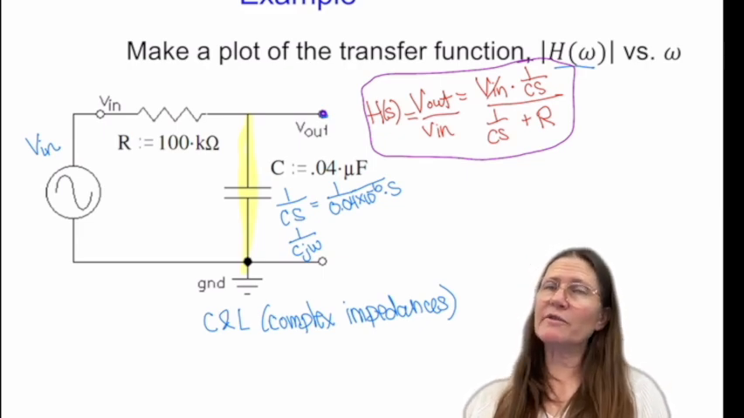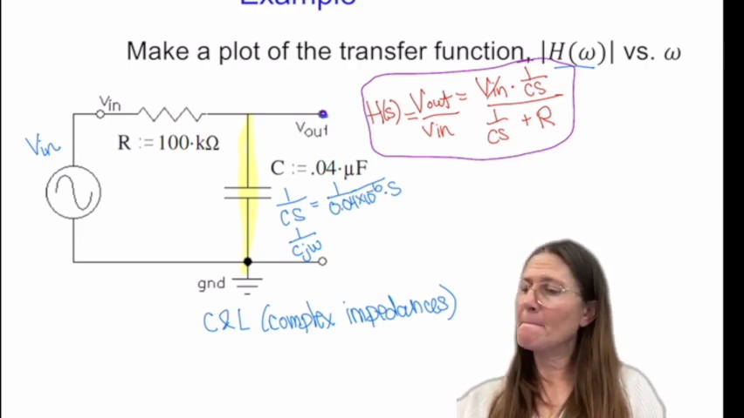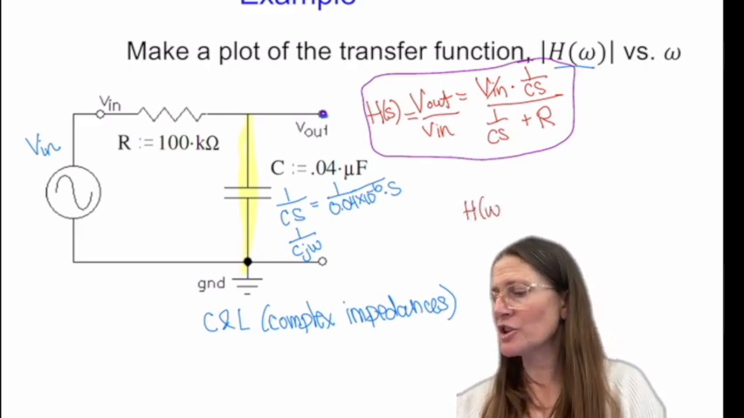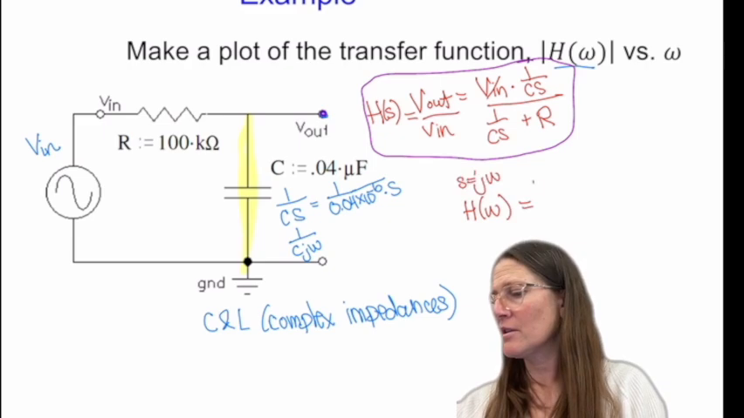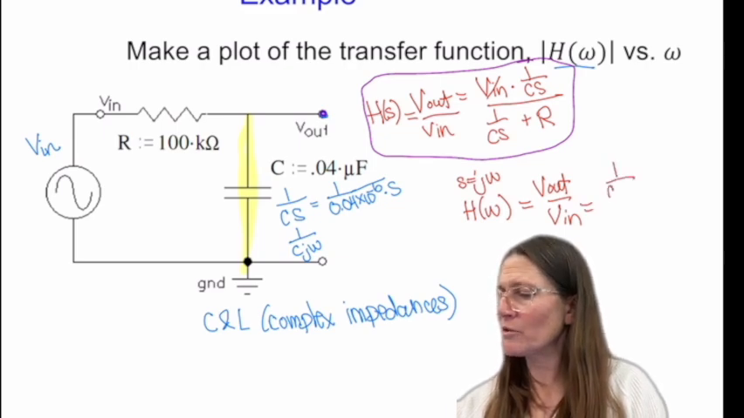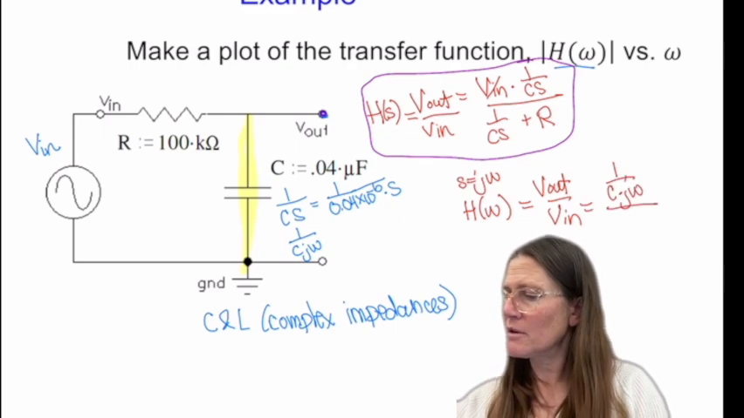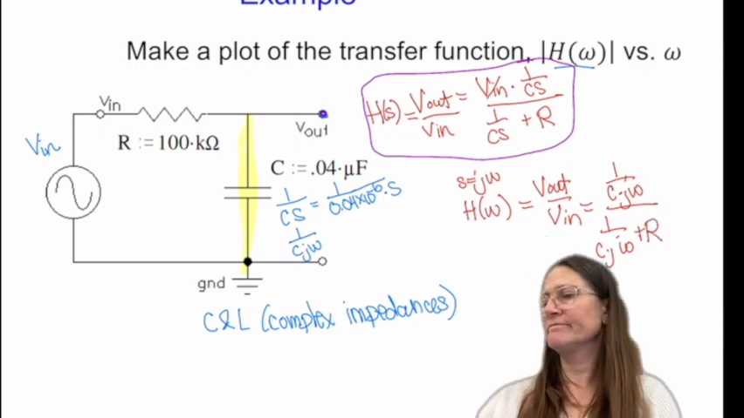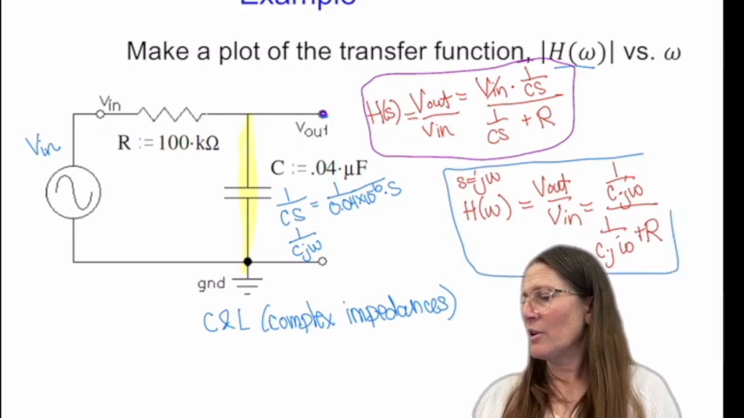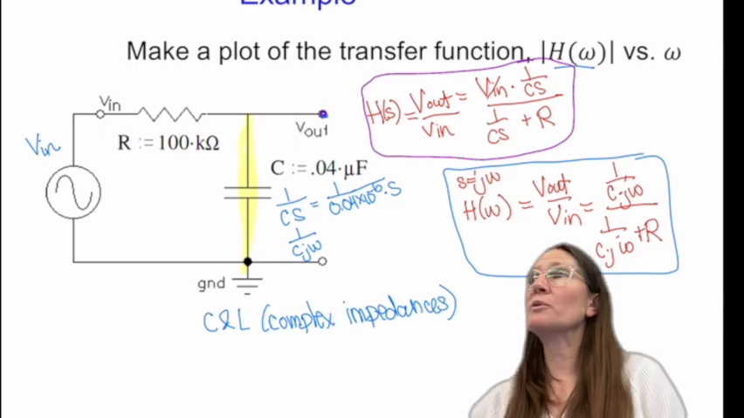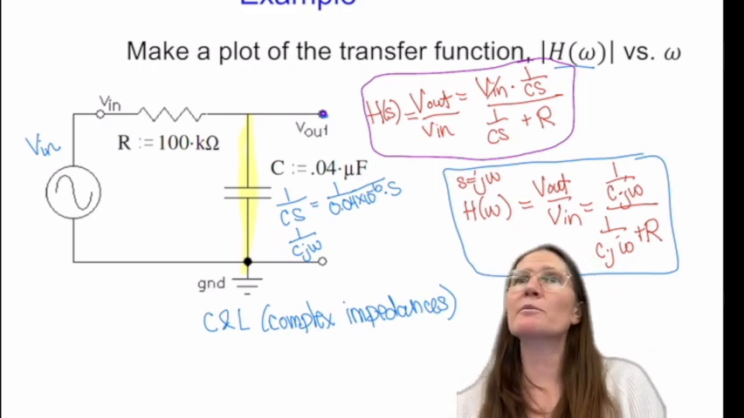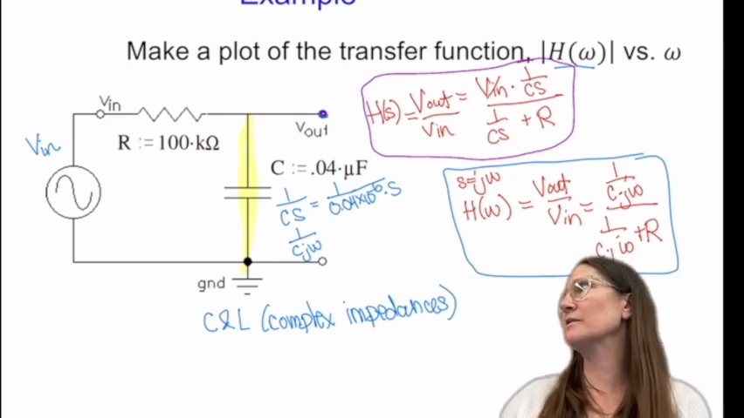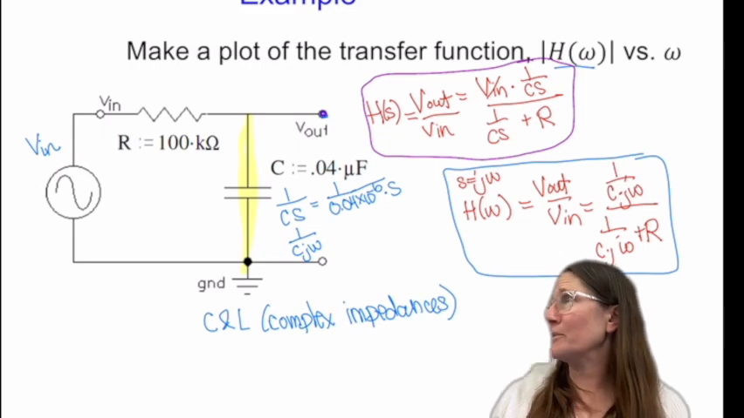To put it in terms of H of omega, you're just going to substitute in that S is equal to J omega. So it's 1 over C J omega all over 1 over C J omega plus R. To get the Bode plot of this, which is going to give us all the information over a range of frequencies, we're going to take the magnitude of this.